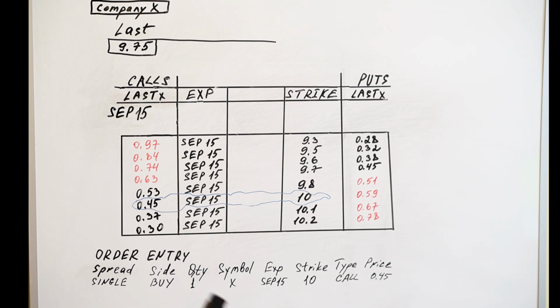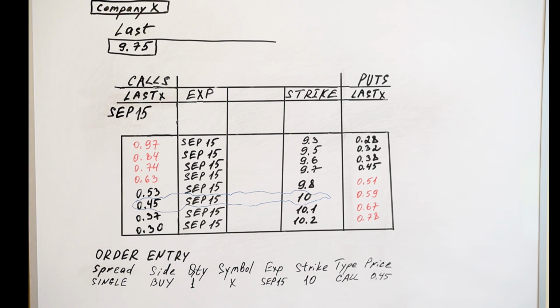Symbol X is the symbol of the company. In this case I just made up company X, but it can be like Apple, which I think has the symbol AAPL. So this is the symbol coming here. The expiration date, as we know, is September 15, so we choose this contract. Strike price 10, type call.